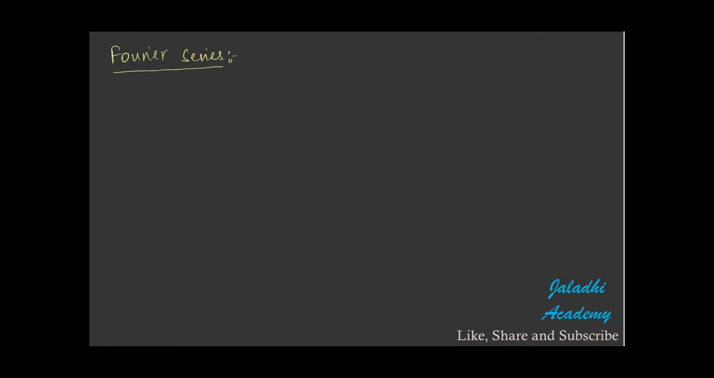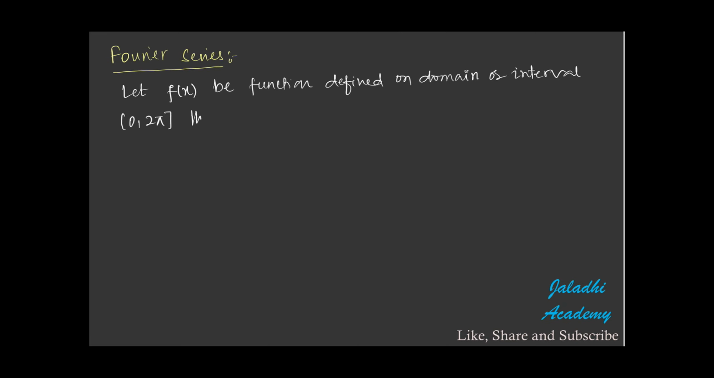So let f of x be a function defined in the domain or interval from 0 to 2 pi, then the Fourier series of f of x is defined as follows. So how does the Fourier series look?